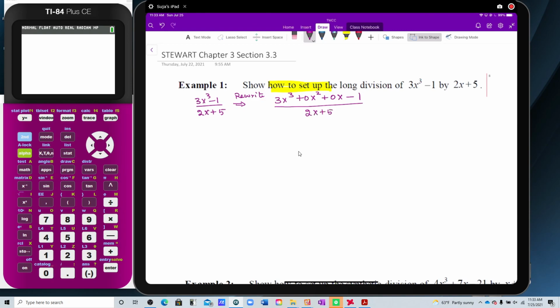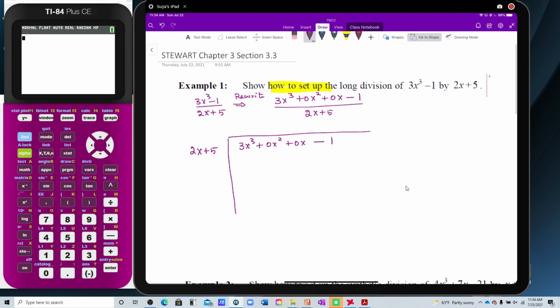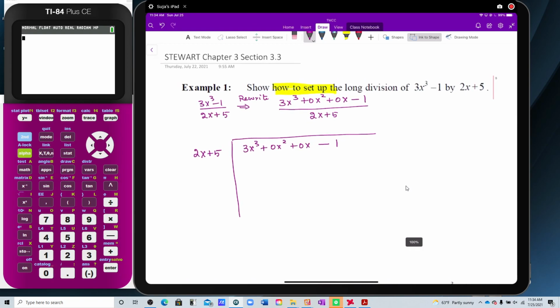So if I have to set it up, this is what they mean. Just write the 3x cubed and make sure you put the 0x squared plus 0x in here minus 1, and then you're dividing it by 2x plus 5. And that's all is the answer for this problem. It's asking how to set up. But I'm going to go one step further and do this long division problem so that it will help you with doing long division in the next sections.